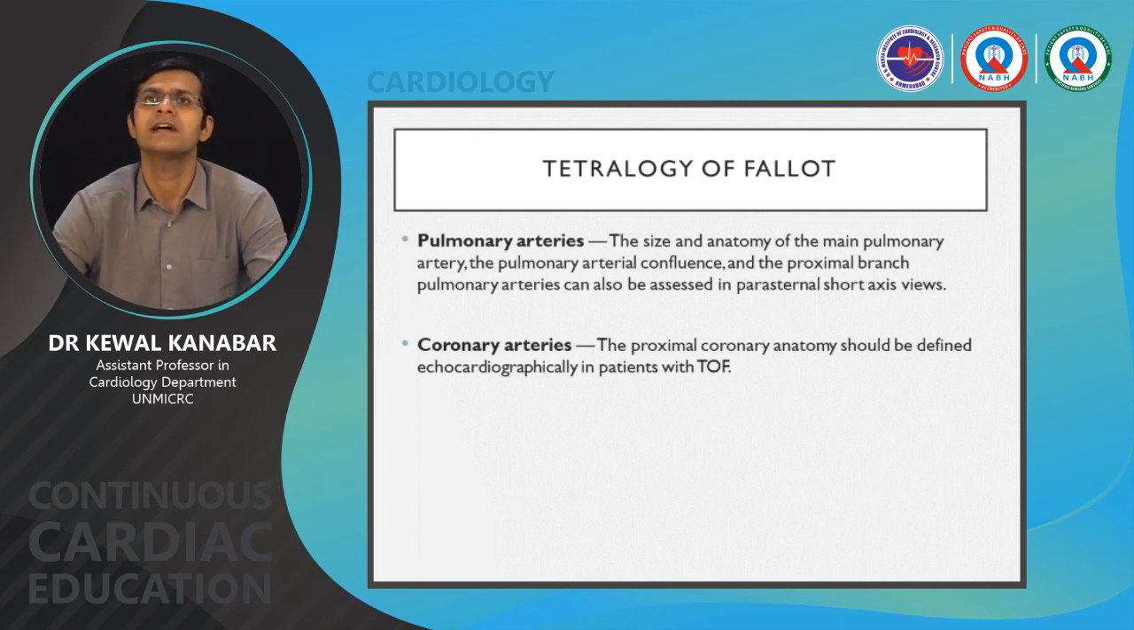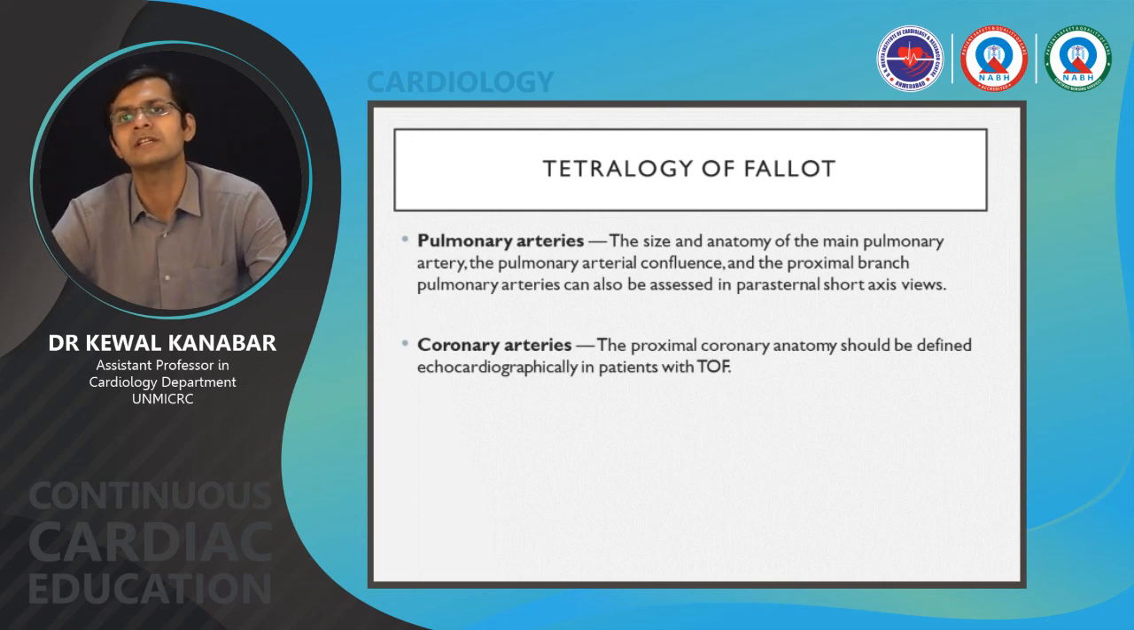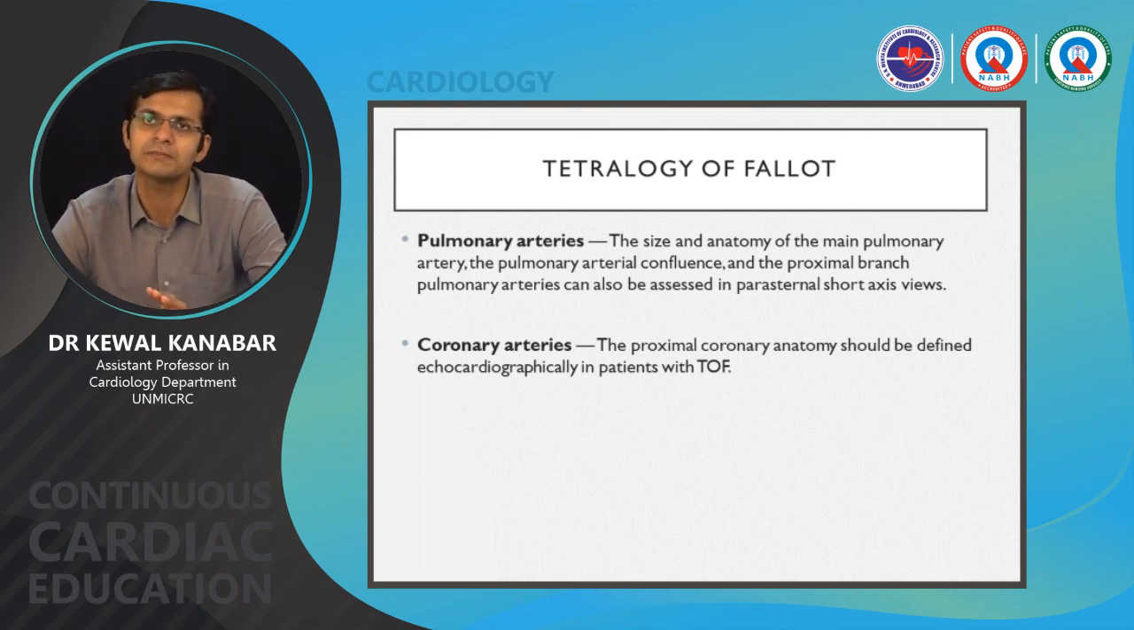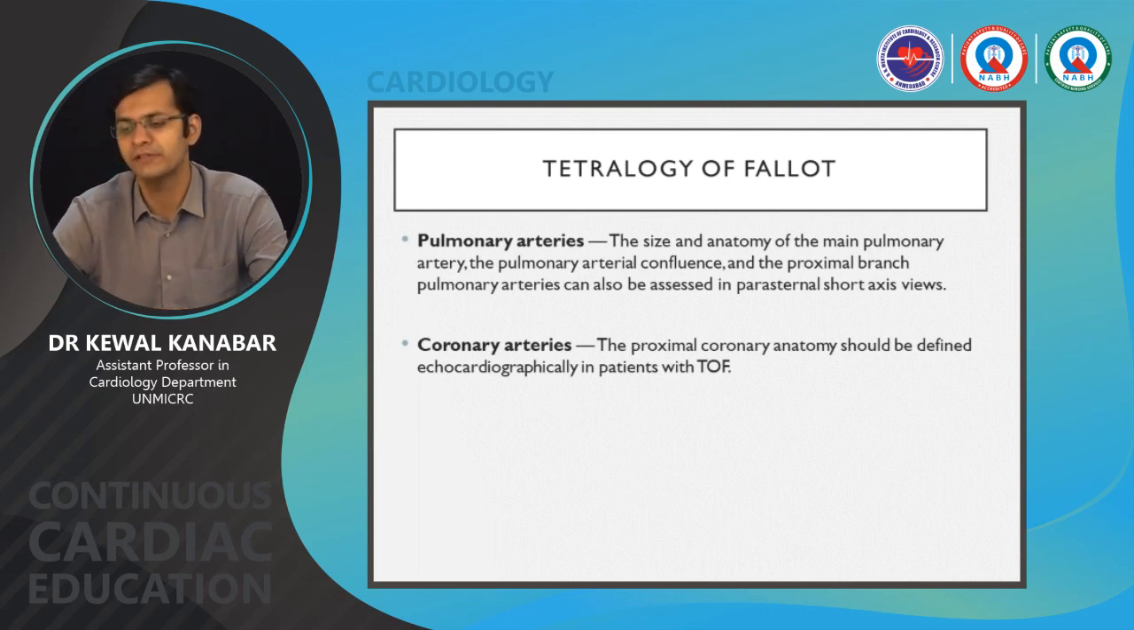The proximal coronary arteries are again well seen on parasternal short axis view and should always be defined, particularly if there is a coronary artery which is crossing the RVOT. In that case, the surgical plan needs to be changed, and patients may need to go for an initial shunt followed by a definitive surgery at around 3 to 4 years of age.